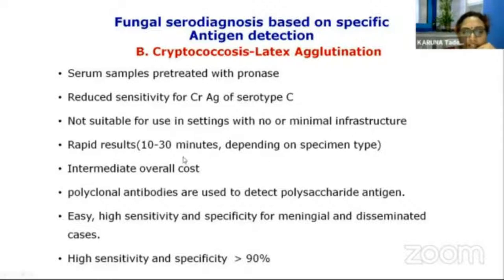And rapid results at 10 to 30 minutes, depending on specimen type, were obtained. This was a good thing, but pre-treatment was required, and the overall cost was also something people had observed. Polyclonal antibodies, not monoclonal, are used to detect polysaccharide antigen, and the test is easy and highly sensitive and specific for meningeal and disseminated disease, with sensitivity and specificity of more than 90%.